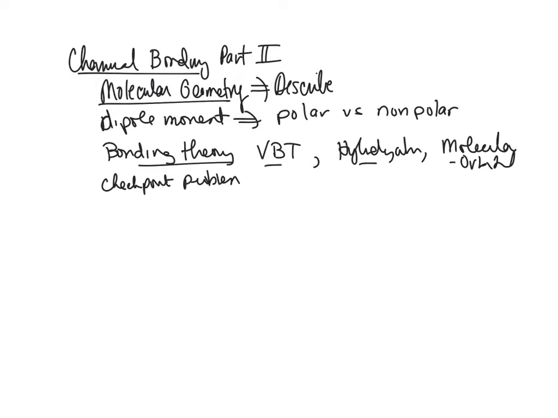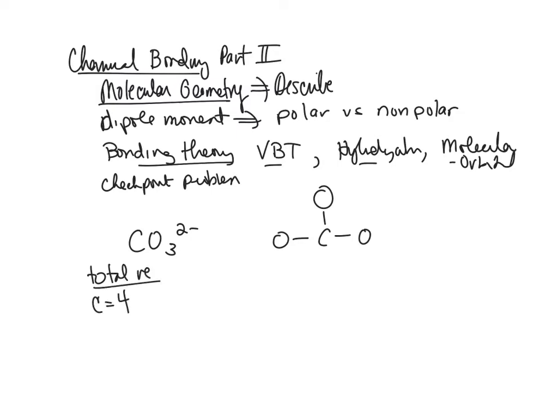All right. Now, let's start with the electron domain geometry and molecular geometry of CO3 2-. So this is carbonate, and you first want to do your connectivity where carbon is the center. You want to calculate your total valence electrons. So carbon has 4 because it's group 4. Oxygen has 6, and there's 3 of them. And then your charge is a -2, so you've got to add 2 electrons. So we're trying to get our total electron count.